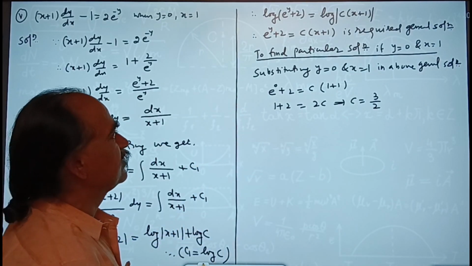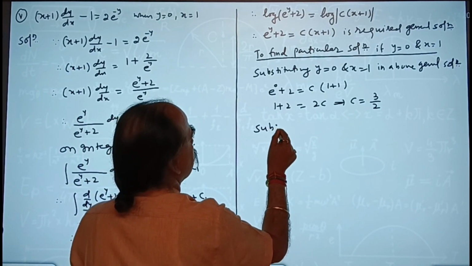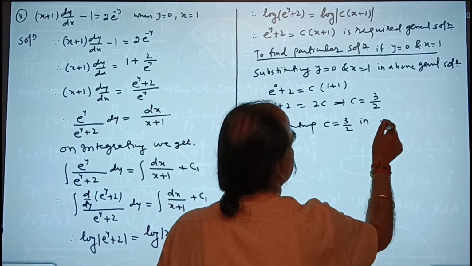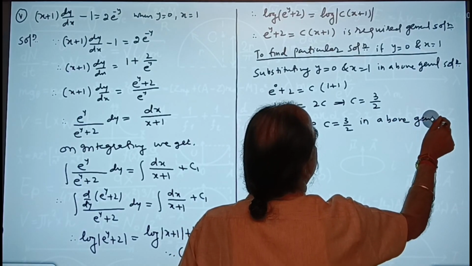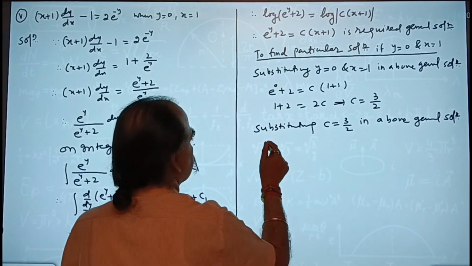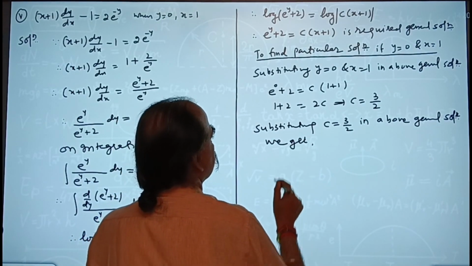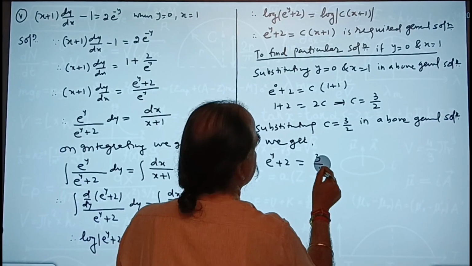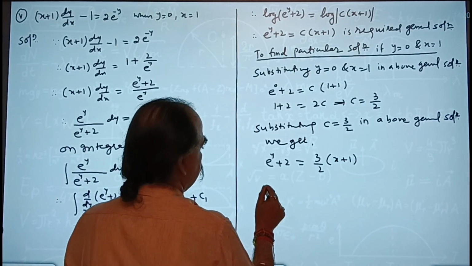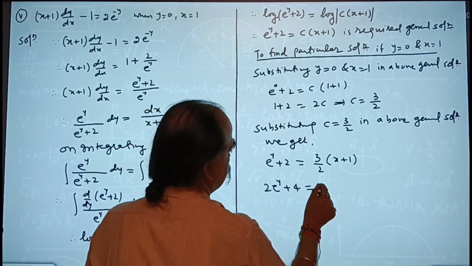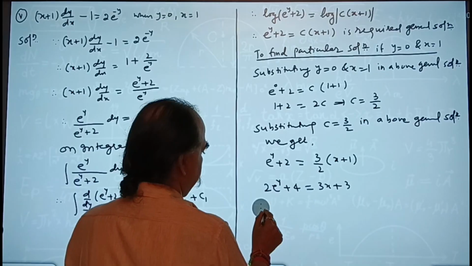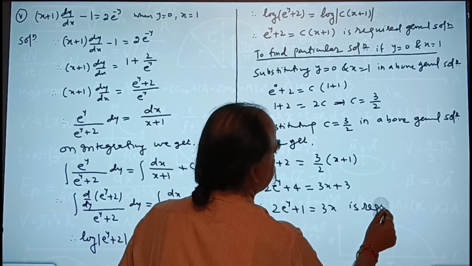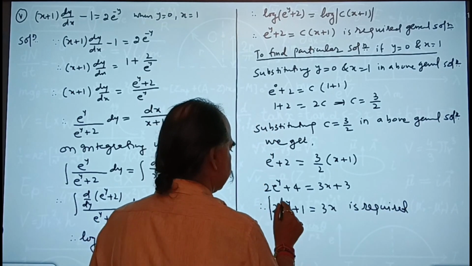Substituting the value of c in the general solution, we get e raised to y plus 2 is equal to 3 by 2 into x plus 1. 2 e raised to y plus 4 is 3x plus 3. 2 e raised to y plus 1 is equal to 3x is the required particular solution.